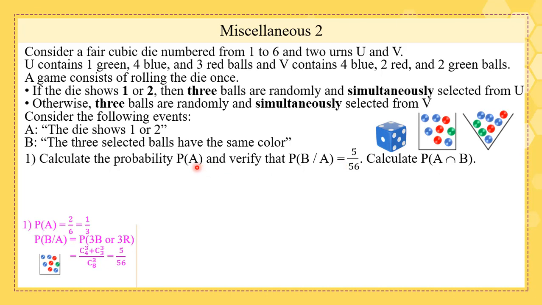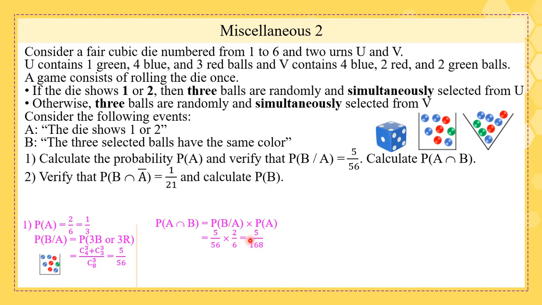Now calculate the probability of A intersection B. After knowing the probability of A and the probability of B given A, we go back to the formula, the rule of conditional probability, to get 5 over 168. Now, verify that the probability of B intersection A bar is 1 over 21. This is going to be done similarly. Here for the intersection we use the formula, and here for this intersection we also use the same formula.